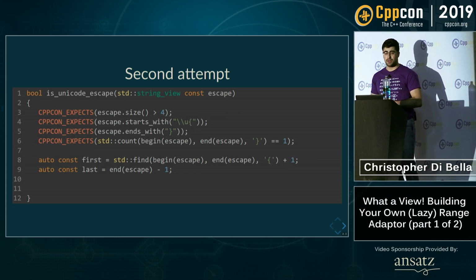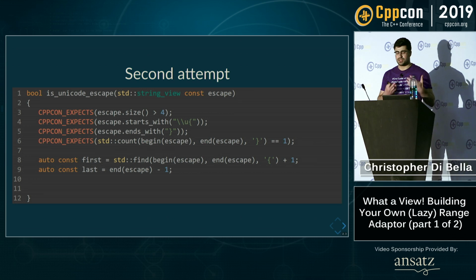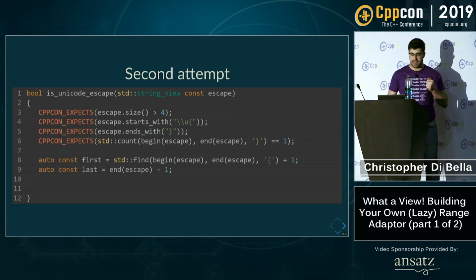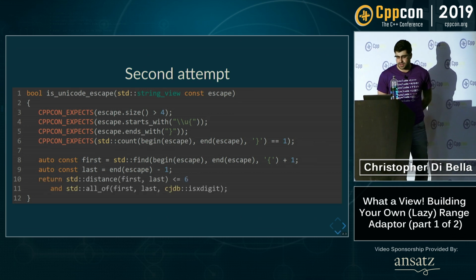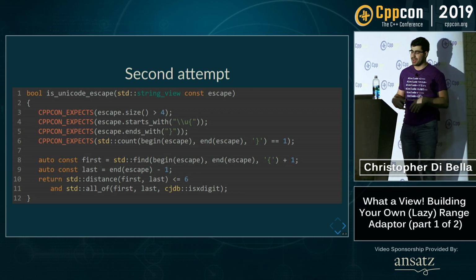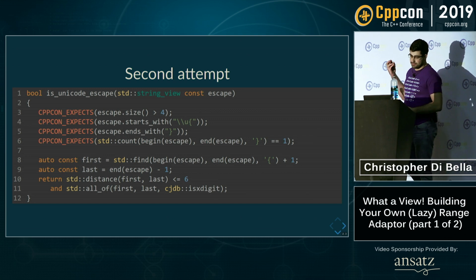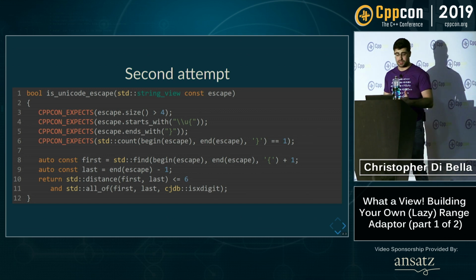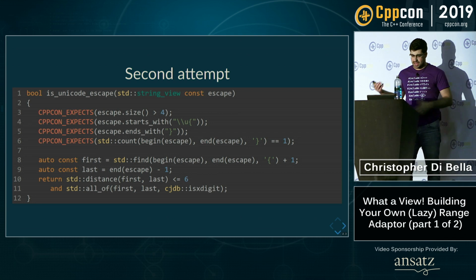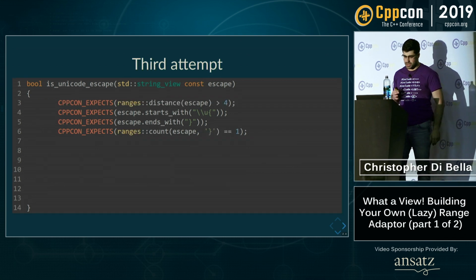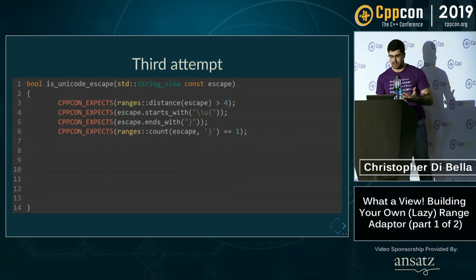And then we want to state that we're going to consider things up until we reach the closed curly, which is going to fix the problem that Ben identified. And then we're going to check that the number of characters between there is between 1 and 6, and that all of them are hexadecimal digits. But again, this is still verbose, so let's have a third attempt.